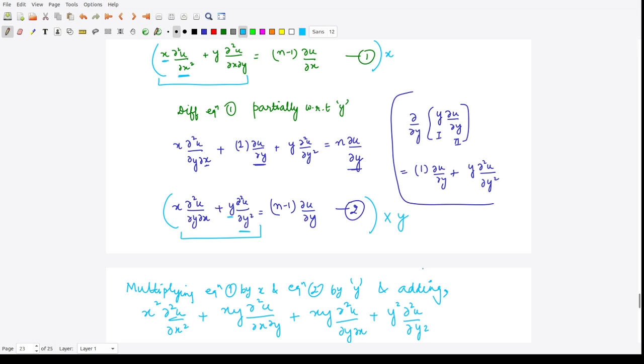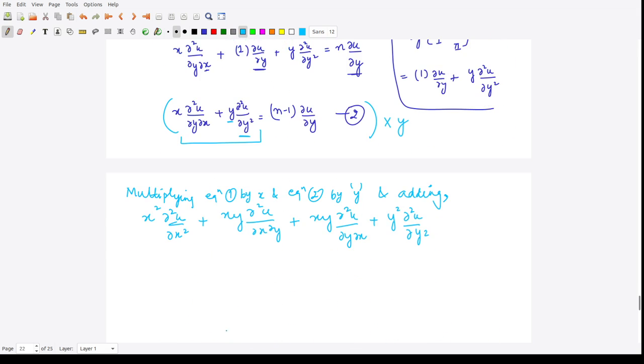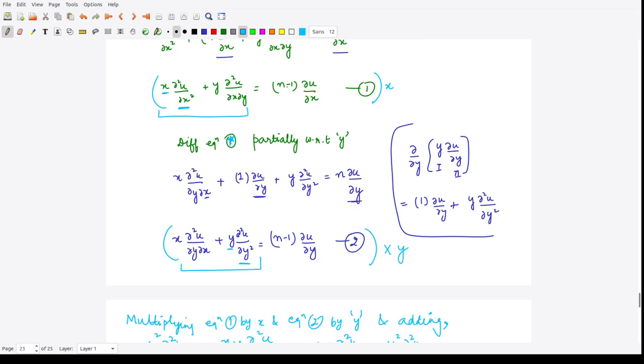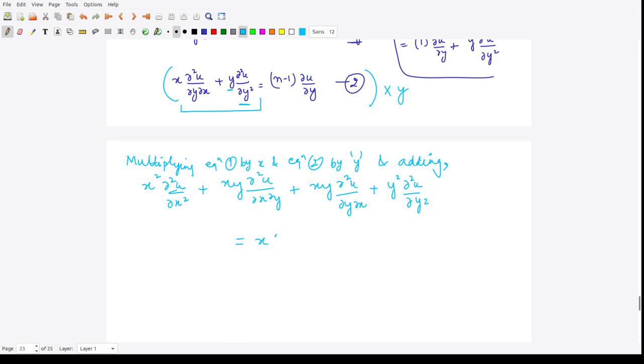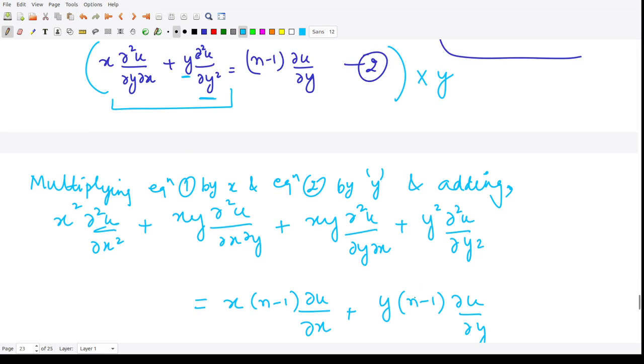So we have this quantity, and I have named this as star, so this is equation star and this is also equation star. Here on the right hand side, from the first equation, it would become x into n minus 1 into del u by del x, and then y into n minus 1 into del u by del y. So this is what you got from here.